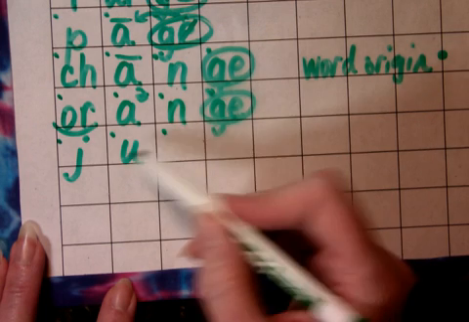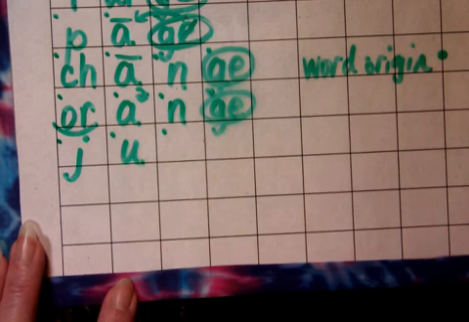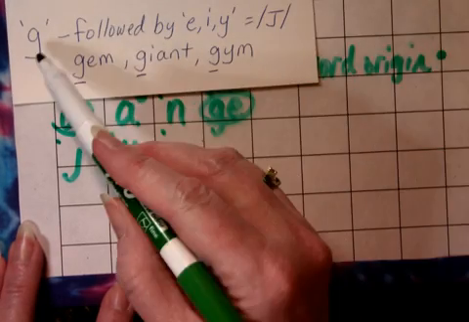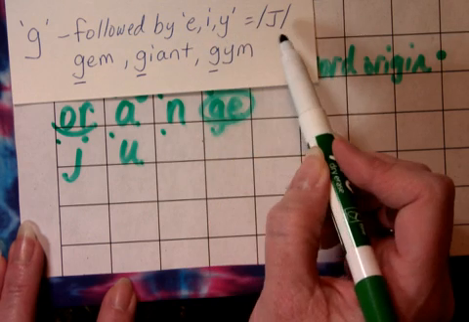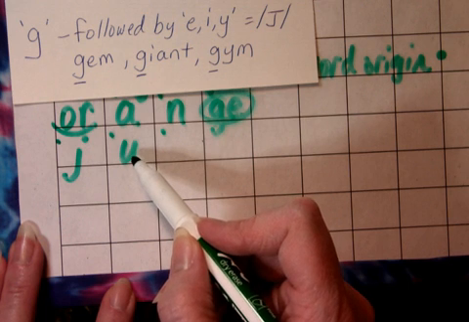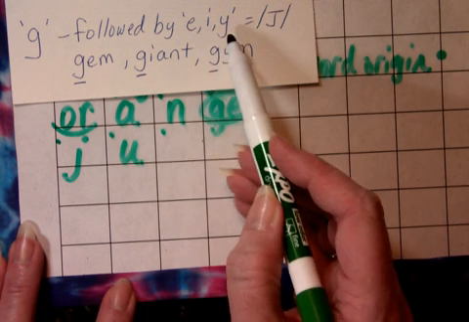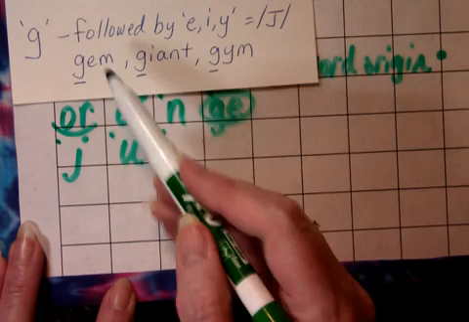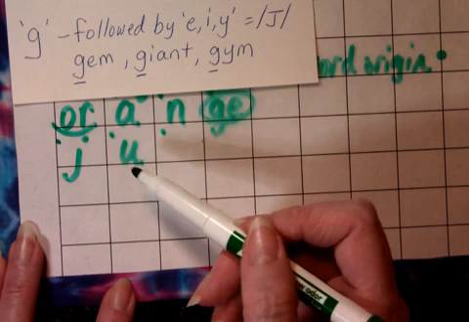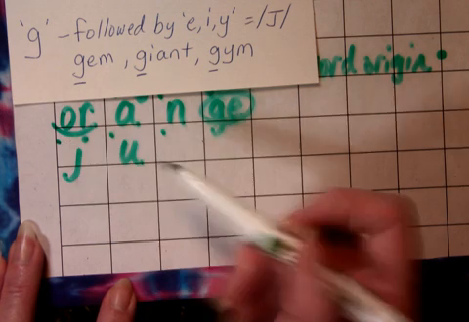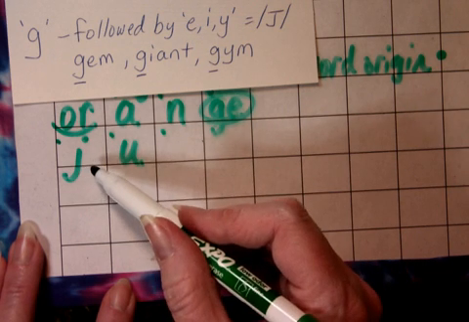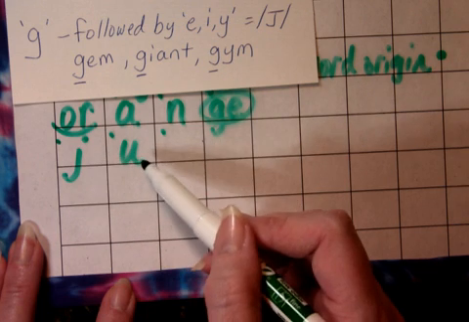J. Well, especially, let me back up. Remember when I said, let me put it up here, G followed by an E, I, or Y says J. J is the next sound. It is not an E, I, or Y. So the G is not going to say J, so the J needs to say J. Because the first sound is J, so we had to figure out how it was going to be spelled. The next sound is J, so it has to be spelled with a J.